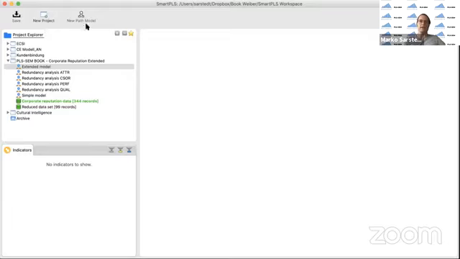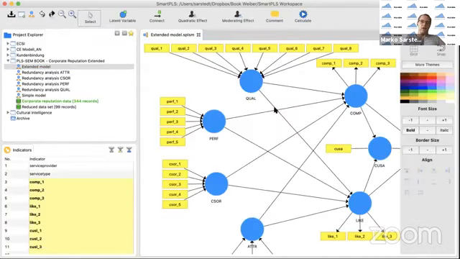Yeah, so this is SmartPLS. This is a popular software for running PLS-SEM analysis. And there are different software packages out there. You can also use R, and there's something called ADANCO, and you name it. But I'm going to focus on this one. And I'm going to click here on what's called the extended model. These are my different models here belonging to different types of projects.